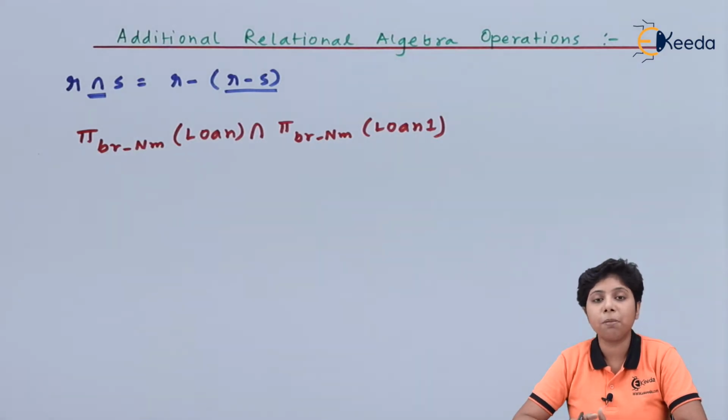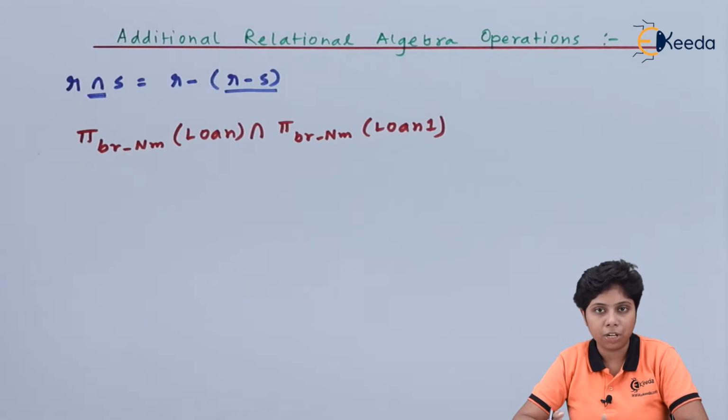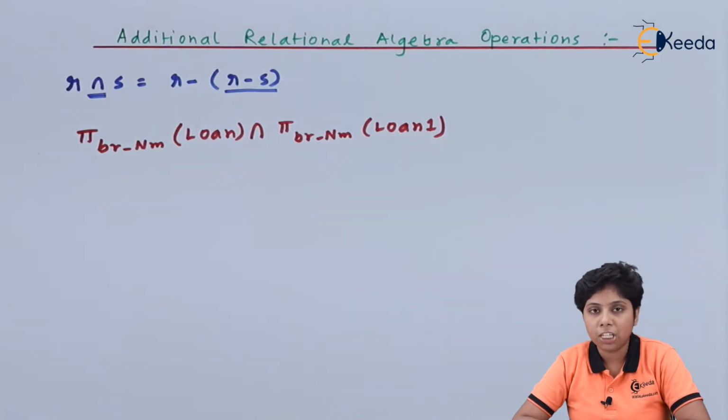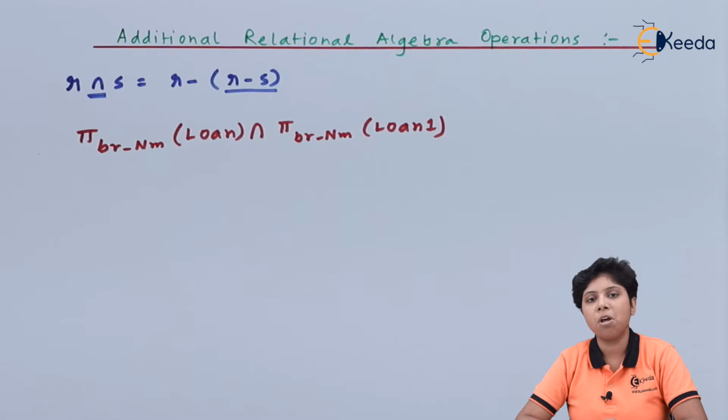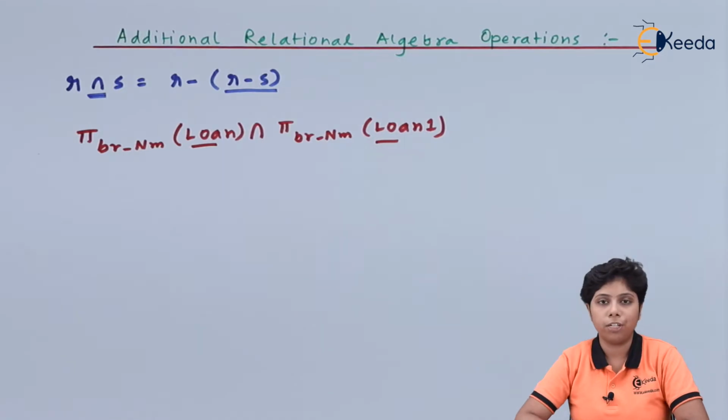We have to keep in mind that however many times the branch name values are repeated in both relations, they will be considered only once while performing the set intersection operation. So it will give the unique result of the branch name while performing this set intersection operation on the relations loan and loan1.